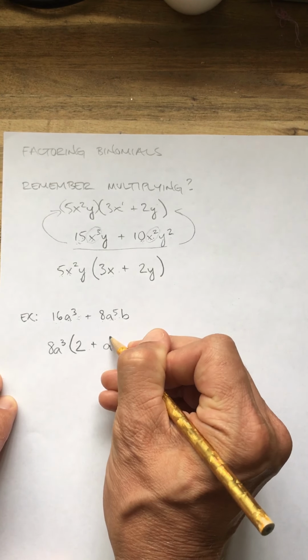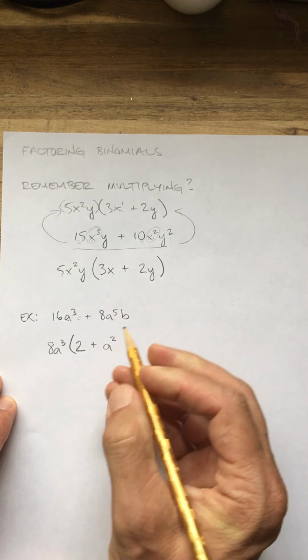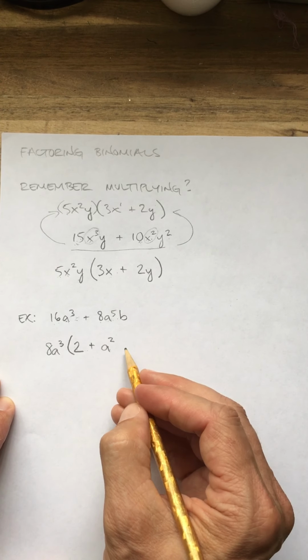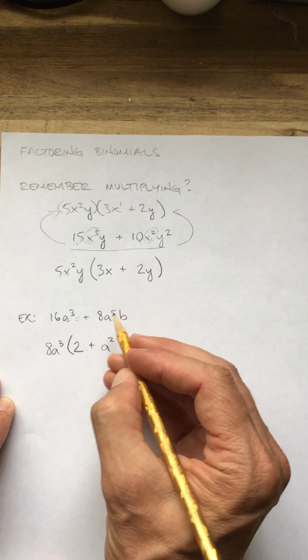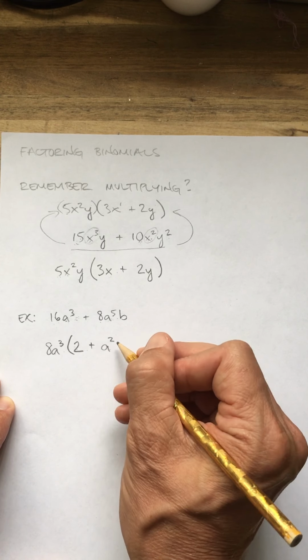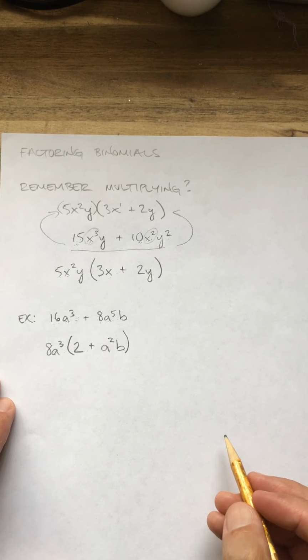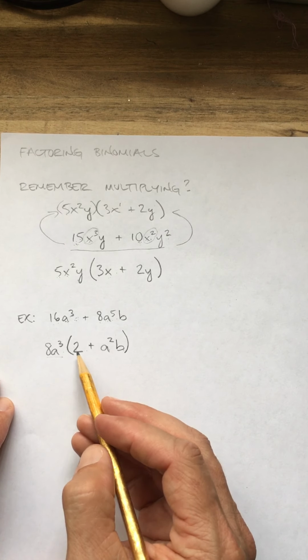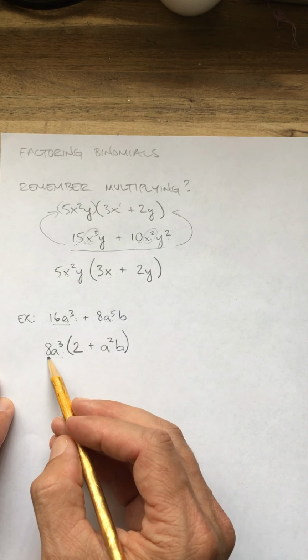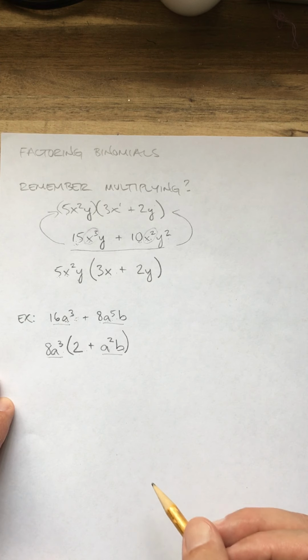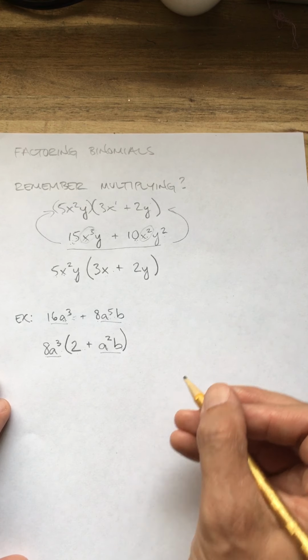so a squared. And then we still have this times what gives me that b, so this times a b has to give me that b. So there we go, and it's factored. This times this gives you this, and this times this gives you this. All right, let's do another one.